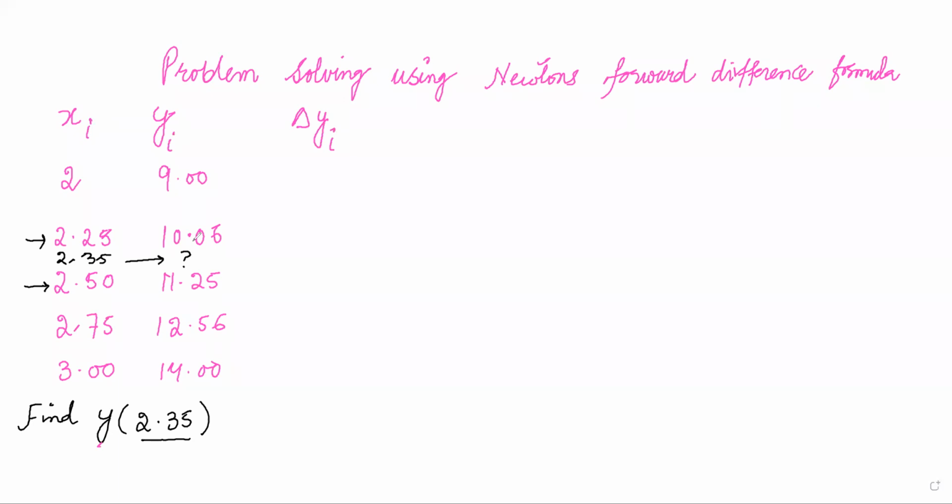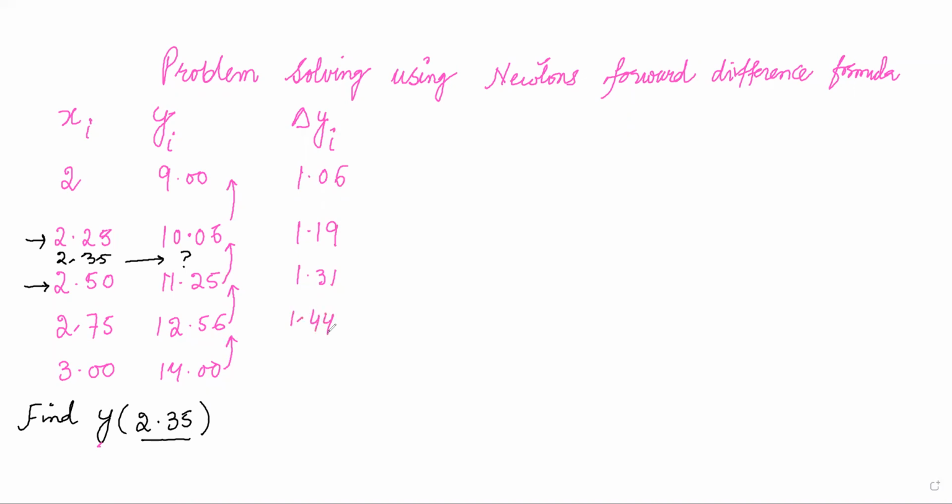So this will be 10.06 minus 9.00, that's 1.06. Second is 11.25 minus 10.06, that's 1.19. Then we have 12.56 minus 11.25, that is 1.31. And we have 14.00 minus 12.56, that's 1.44.